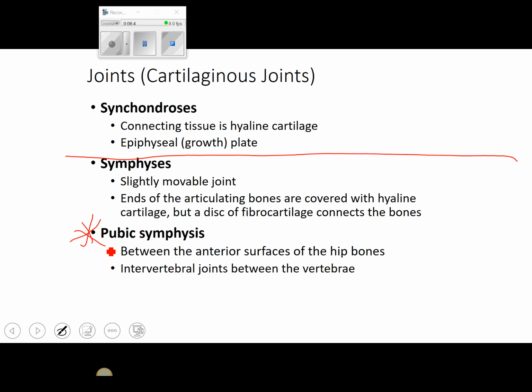So all symphyses are going to occur in the midline of the body. Other examples: the pubic symphysis, of course, is between the anterior surfaces of the hip bones. It helps to connect those hip bones together anteriorly. Another example would be your intervertebral joints between the vertebrae. Those are considered symphyses. Another example would be the junction between the manubrium and the body of the sternum, which is located at the sternal angle.